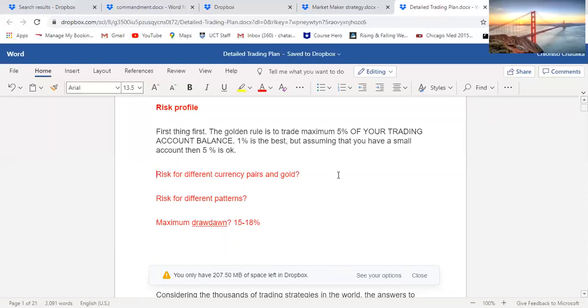What is your risk for different currency pairs and gold? For example, your risk could be 1%, but for gold, you could halve that to 0.5 by simply halving your position size. If you normally open a 2 lot size for a currency pair, then you might want to halve it for gold, euro rand, US dollar rand, and pound pairs, simply because they're more expensive and they carry more risk. That's why you may want to halve your risk to 0.5.